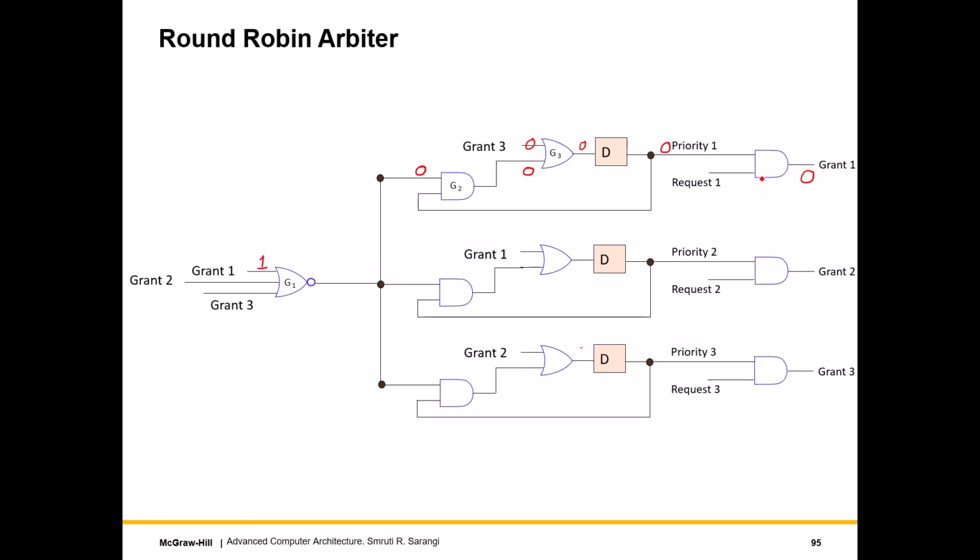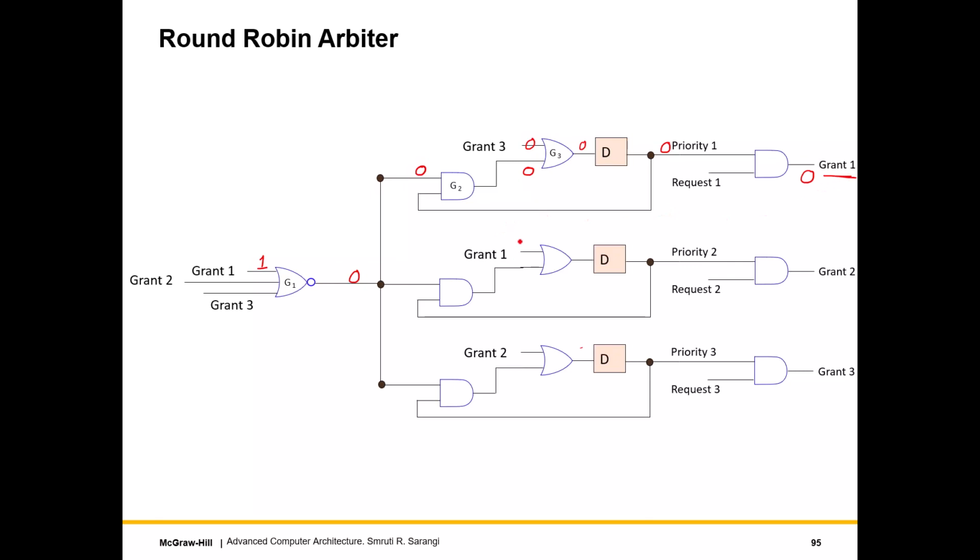So what we basically see is that in one cycle, if grant 1 is equal to 1, then in the next cycle it basically becomes 0. Why? Because the output of the NOR gate becomes 0, which makes this 0, and grant 3 anyway was 0 to begin with. So then in the next cycle, 0 gets written into this D flip-flop. So basically priority 1 becomes 0 and grant 1 becomes 0. Alright, so this means that one request was granted for one cycle and then it lost its value.